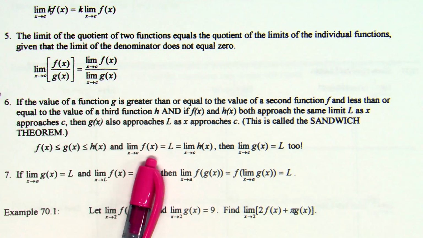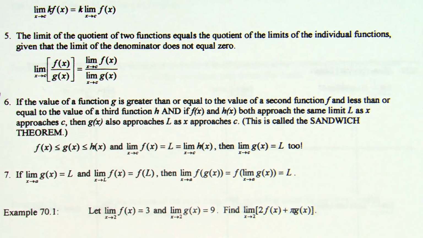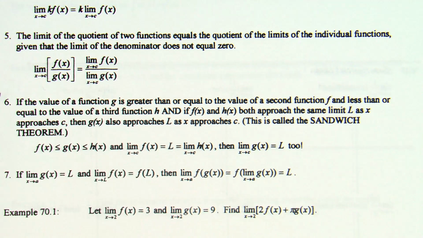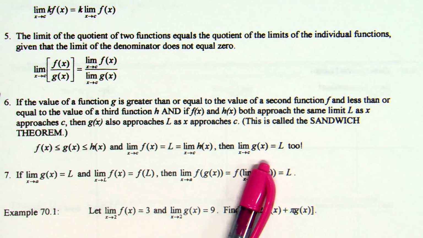Now, they're saying if these 2 outside limits equal each other. So the smallest one, which is f, and the largest one, which is h, if they both approach the same thing, the limit as x approaches c, if both of those limits equal the same thing, L, so your smallest function equals L and your largest function equals L, then by the sandwich theorem, that means your middle function has to equal L as well.